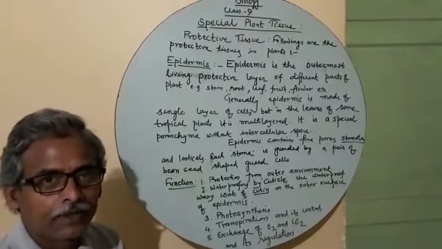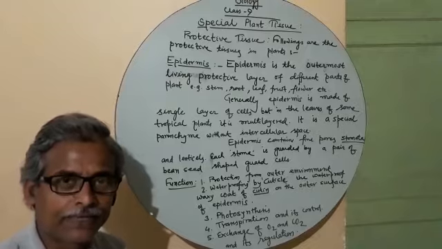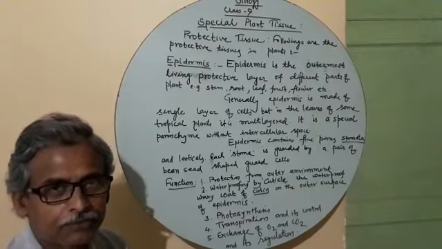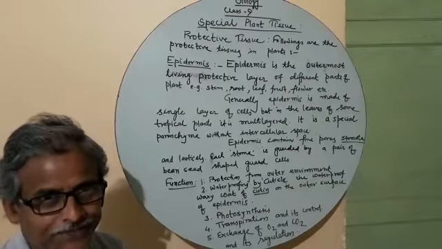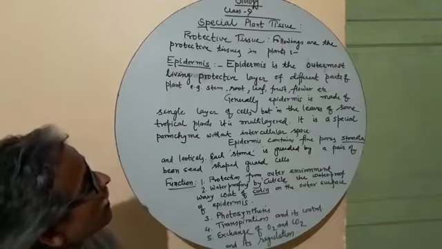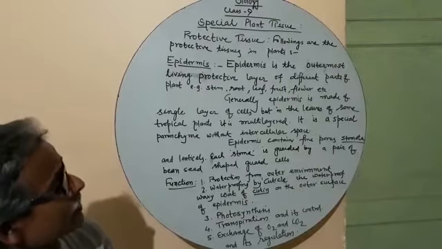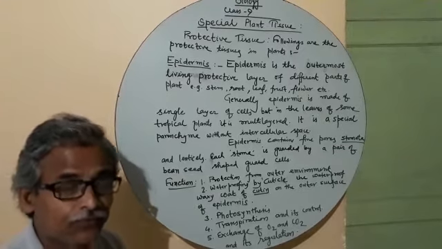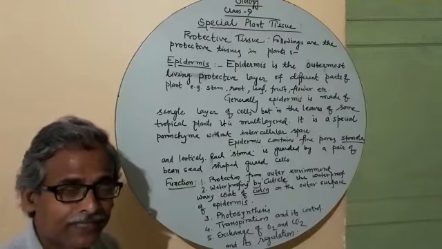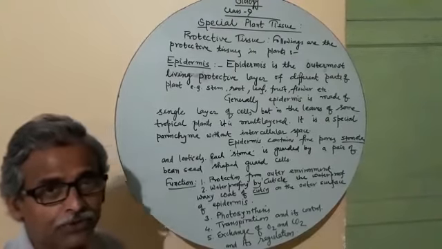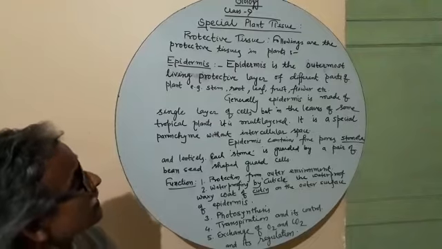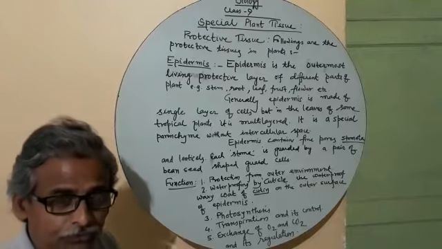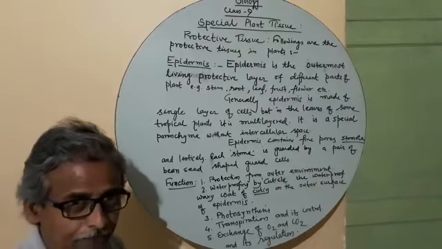Today, in the class of biology for class 9, we shall study about a special plant tissue, that is protective tissue. Protective tissue, the name refers that it is a tissue that protects the different parts of a plant. There are two types of protective tissue: epidermis and cork.